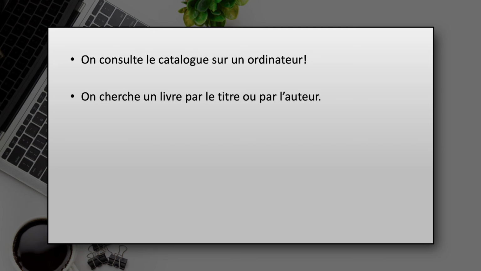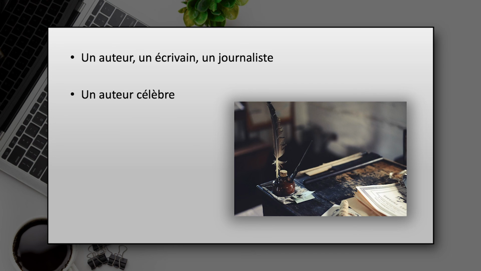On cherche un livre par le titre ou par l'auteur. We look for a book either by title or by the author. Un auteur means un écrivain. So these days we have learned many new words. Un auteur is author, un écrivain is writer, un journaliste is a journalist, un auteur célèbre means a famous writer.